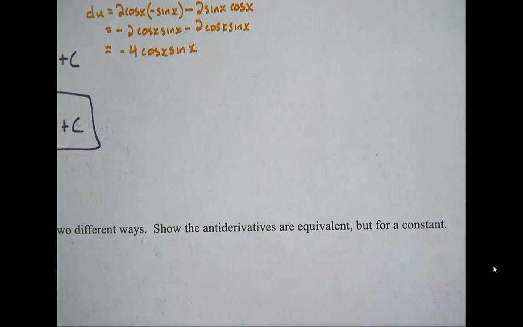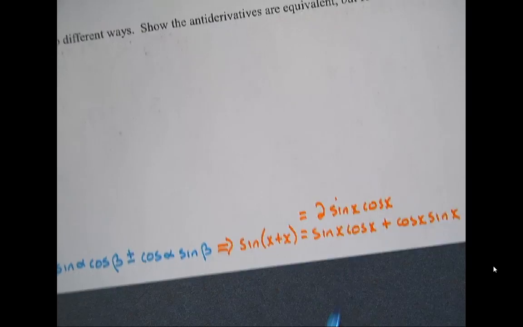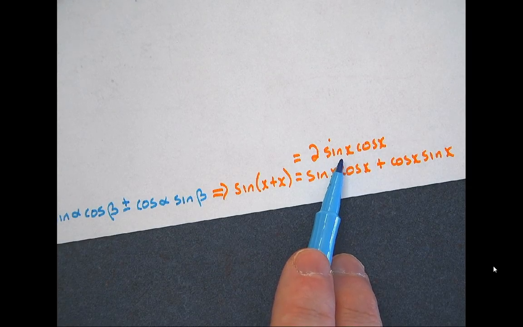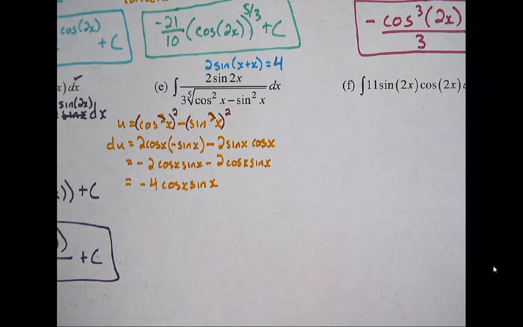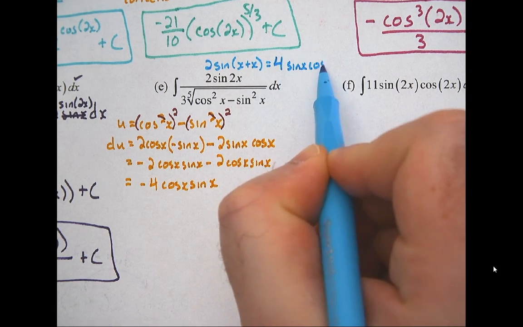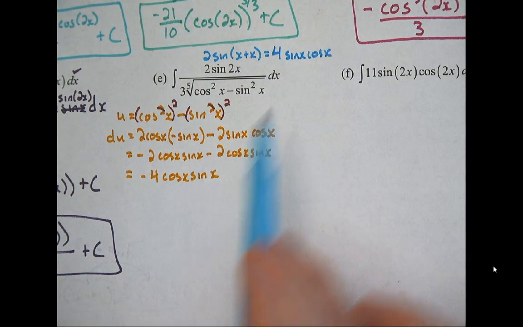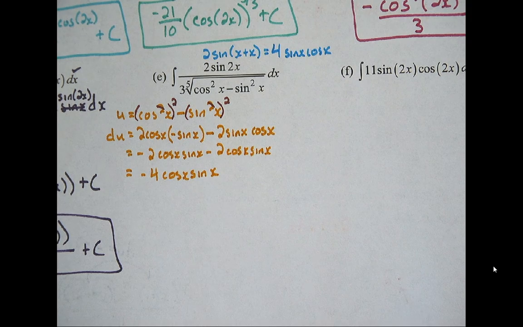I'm going to leave it for now. So there's a 2. This becomes 2 sine of x cosine of x. So I have 2 times 2 times, so that would be 4 times sine of x cosine of x. Hey, wait a minute here. That's not so bad. It's not so bad after all.